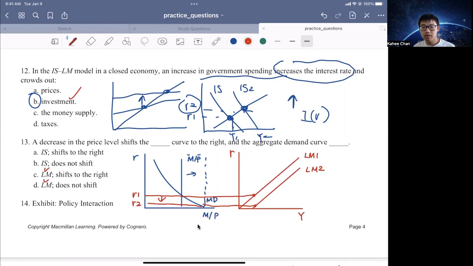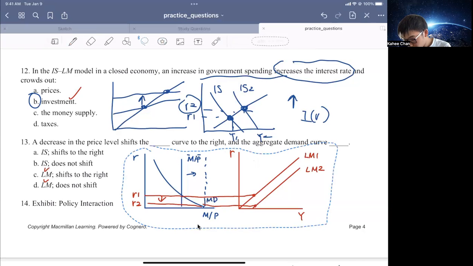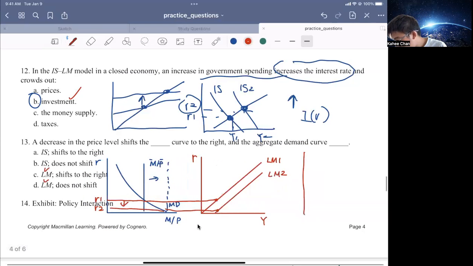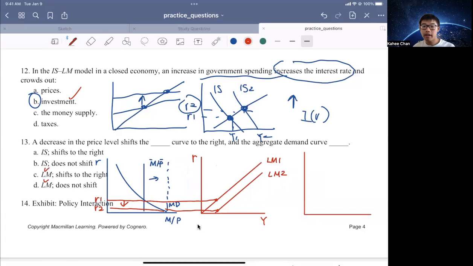So how does the change of price affect the aggregate demand curve? Actually, I want to tell you guys the answer: changing the price level does not shift the aggregate demand curve. Why? It is because we need to think about the y and x axis of the aggregate demand curve. It's actually price and output, right?